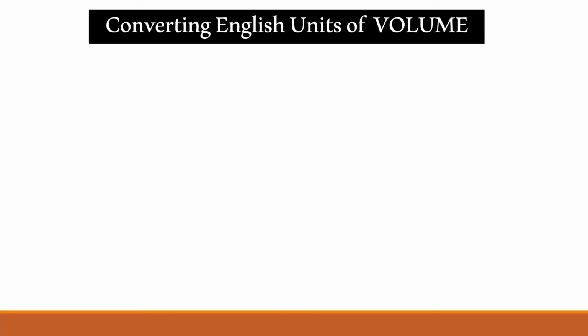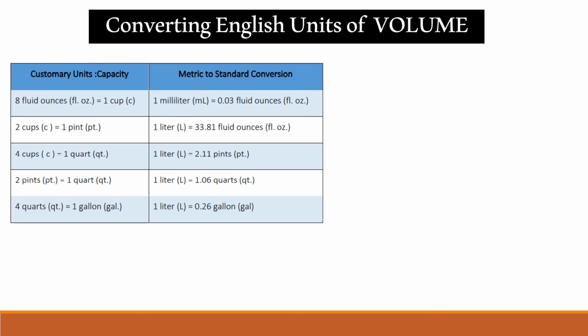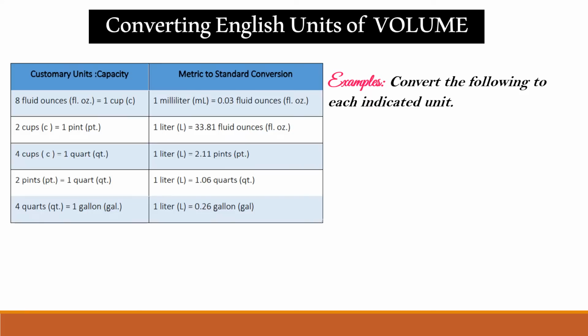This time we are going to convert English units of volume. In our table, you can see some of the common measures or conversions that we use for capacity or volume. And we proceed right away with the examples. For example A, we are going to convert 80 quarts to gallons. And the conversion that we will use is this.